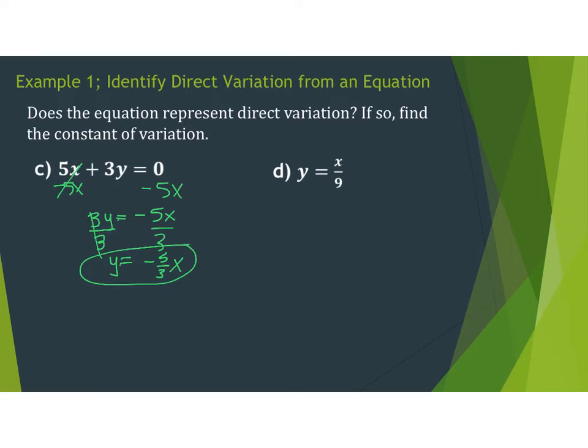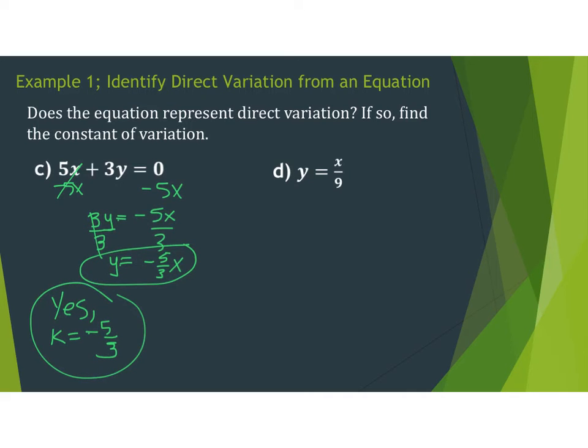So yes, this is direct variation because it's a number times x. Even if it's negative, it still works. So we would say yes, and then our constant is negative 5 over 3.